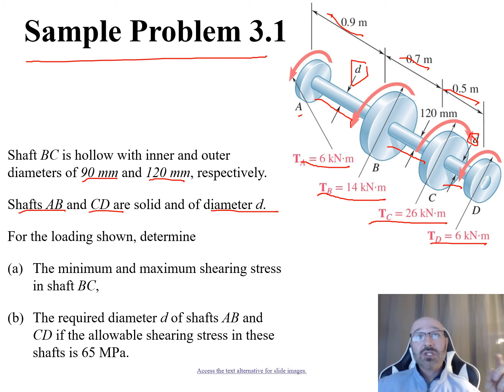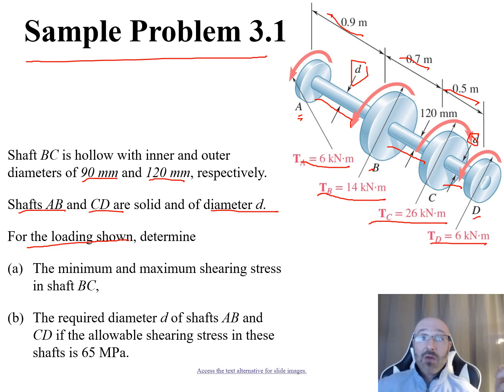Now, the thing to pay attention to is you can see A, B, and D are all moving counterclockwise, whereas C is going clockwise there. So pay attention to that when you're talking about sign convention. With all that information, we can now go down and say, okay, for the loading that we see here, they want us to determine two different things within this problem.